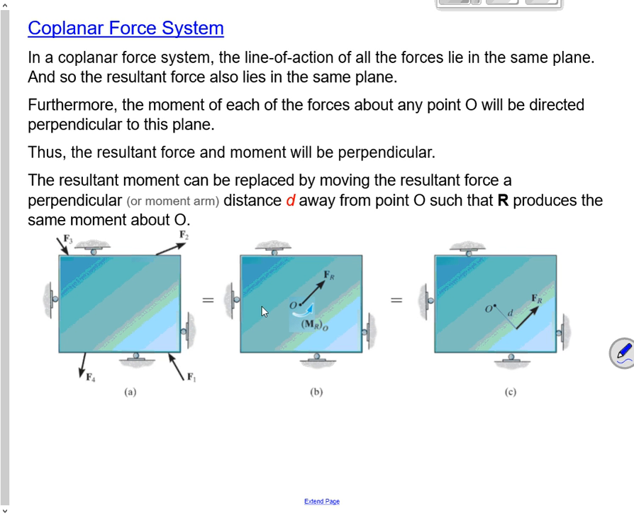So I can produce that. The middle picture shows the resultant force and the resultant moment located at O, because that's what I calculated, a moment about O. But now I can get rid of that moment by moving this force some distance d, perpendicular distance, such that it produces that moment. So now all I've got is a single force at the end.